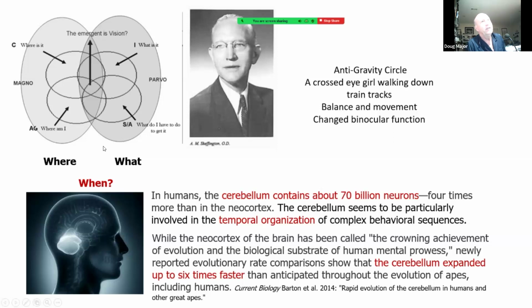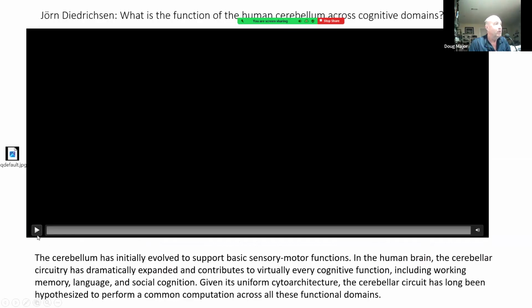And Tara is going to be sharing that at the next Academy meeting with a workshop. Hopefully we can be there, and if you want to learn more. And of course, this is not new. Skeffington talked about the anti-gravity circle, talked about a girl walking on the train tracks with balance and movement that changed her binocularity. And remember, the cerebellum has 70 billion neurons, 4 times that of the neocortex. And even though we always think of the neocortex as that unique human thing, the cerebellum expanded 6 times faster during evolution. Let's hear some more from Jorn.